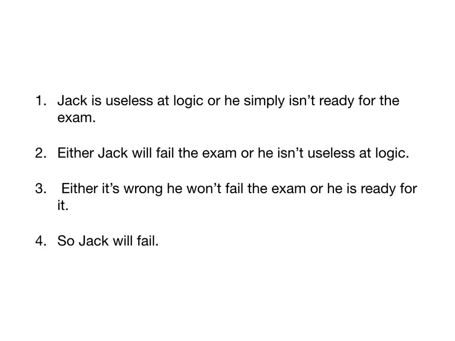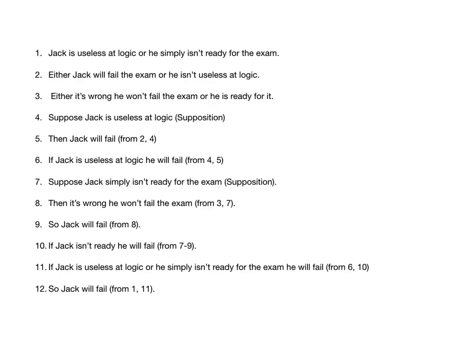But let's put this in the form of premises with the conclusion, and we can use this proof by cases strategy to show that this works. He's useless at logic or he's not ready for the exam. Either he'll fail the exam or he's not useless at logic. Either it's wrong that he won't fail the exam or he's ready for it, so he will fail. Let's make explicit why this is valid. Don't get intimidated by these. These are more complicated, more tricky. I just want you to see how this works. I'm not going to give you guys anything this complicated on an exam.